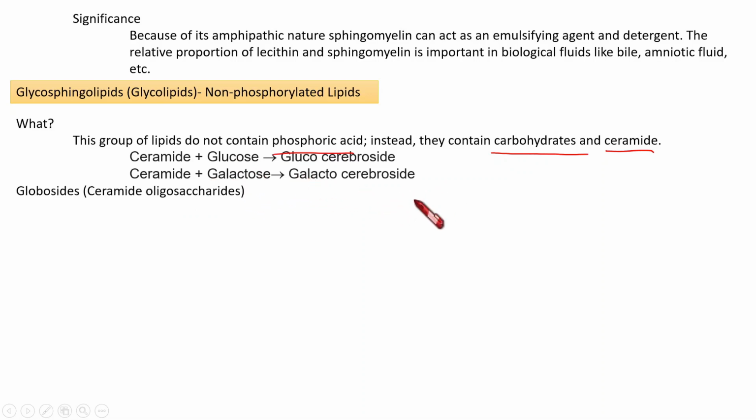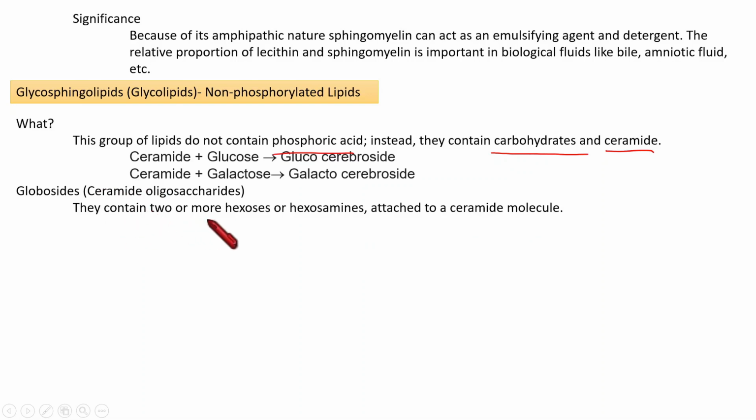Galactocerebroside. Then globoside means what? Globoside means along with the ceramide, instead of a monosaccharide, oligosaccharides are there. Means it contains more than two. It contains 2 or more monosaccharide units along with the ceramide. They contain 2 or more hexoses or hexosamines attached to the ceramide molecule. So here ceramide plus two hexoses, galactose and glucose.